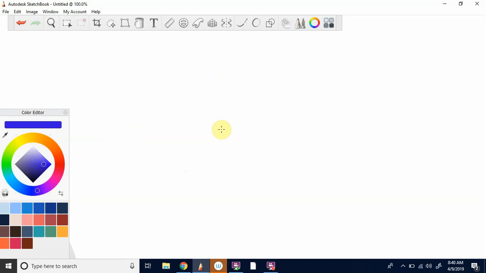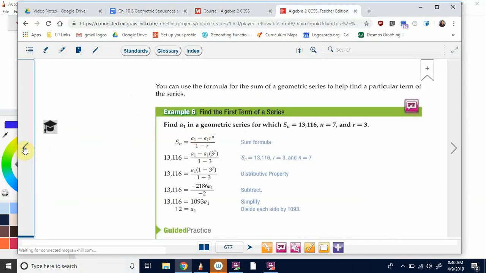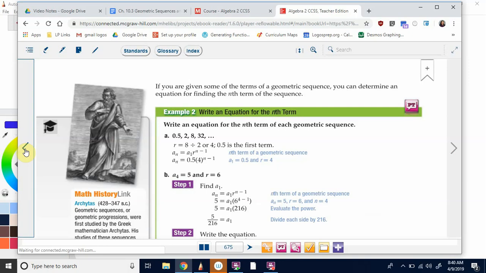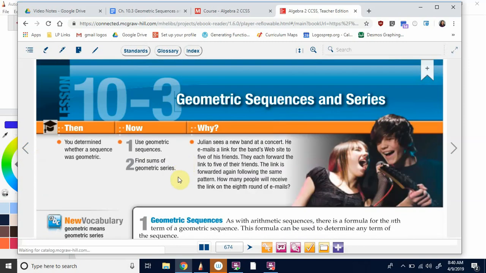So let's look at the first example. It goes to the beginning of the chapter, and it talks about, let's see if I can pull this up. I need to go back a couple pages. The patterns of emails. We'll read that, and then we'll look at the real world example. Here it is. Okay, it says Julian sees a new band at a concert. He emails a link for the band's website to 5 of his friends. They each forward the link to 5 of their friends. The link is forwarded again following the same pattern. How many people will receive the link on the 8th round of email?